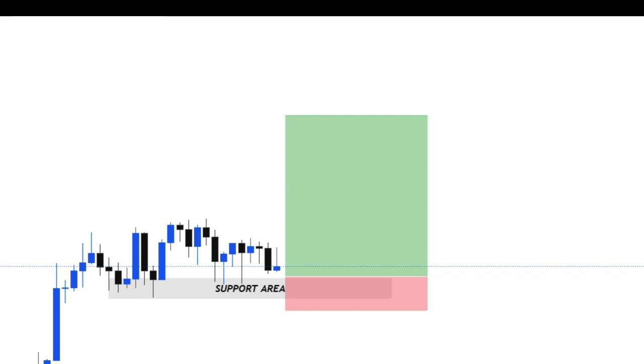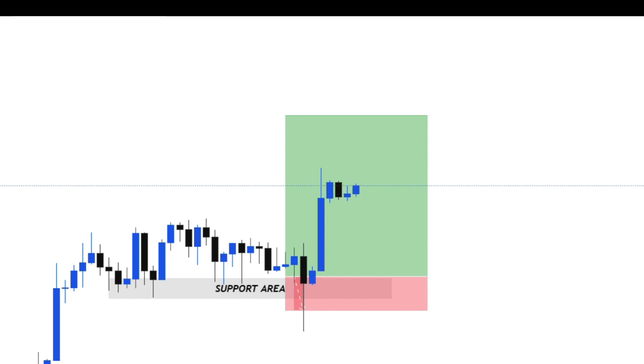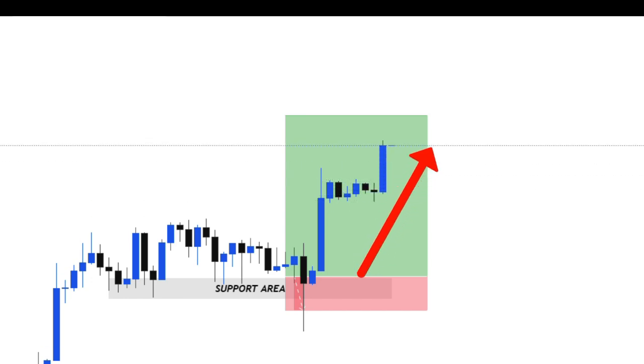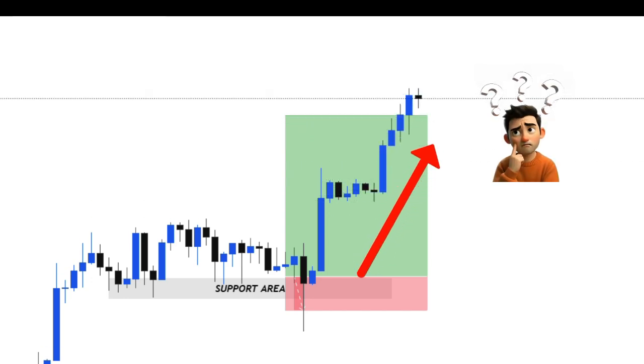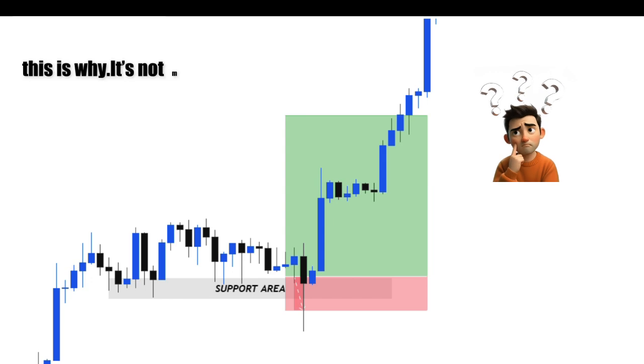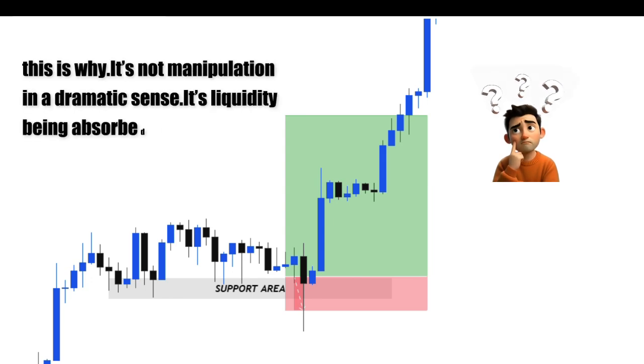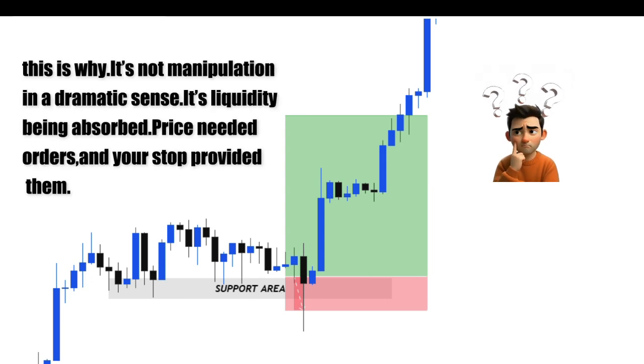This explains something many traders experience. You enter a position. Price moves against you almost immediately. Your stop is hit. Then price moves exactly in the direction you originally expected. If that has happened to you before, this is why. It's not manipulation in a dramatic sense. It's liquidity being absorbed. Price needed orders, and your stop provided them.